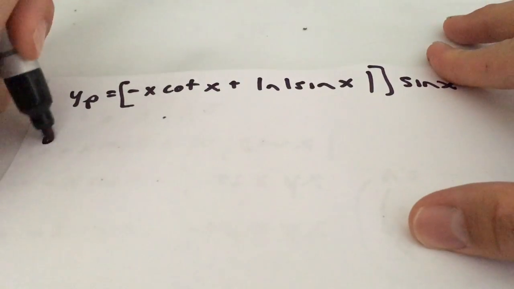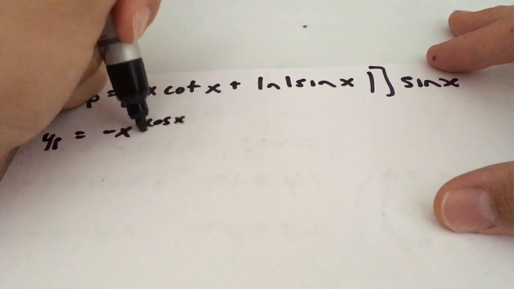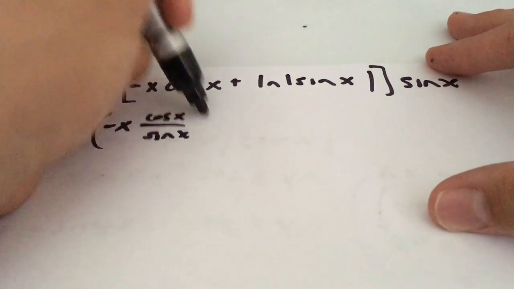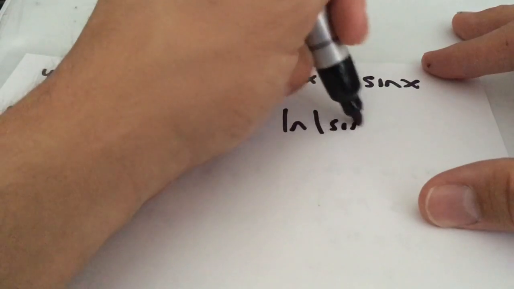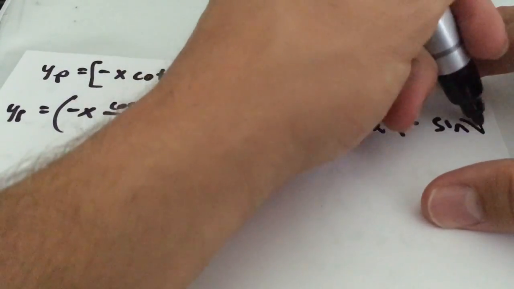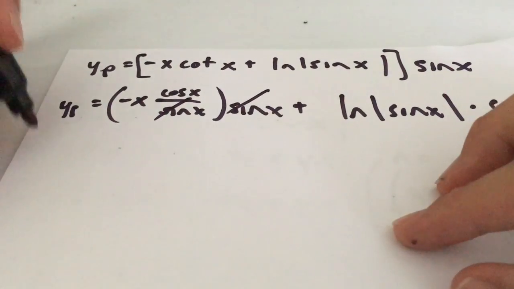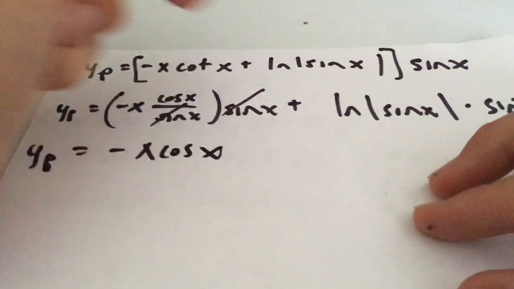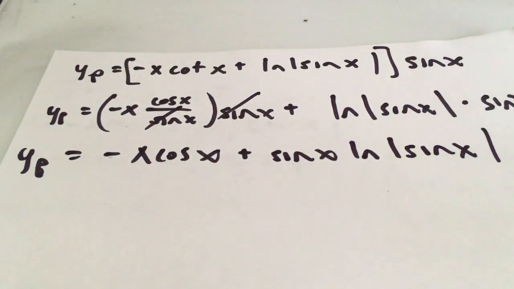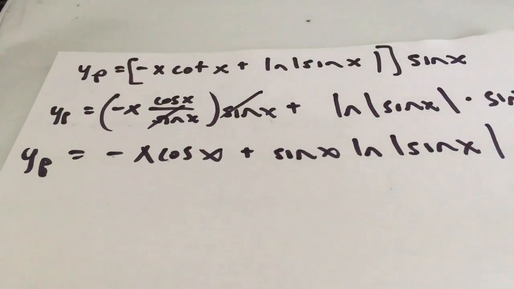And from here, we could say yp equals negative x cosine x all over sine of x times sine of x plus the natural log of sine of x times sine of x. And as you can see, the sine of x cancel for the first term, and we are left with yp equals negative x cosine x plus sine x natural log of sine x. And from here, we basically have our general solution.